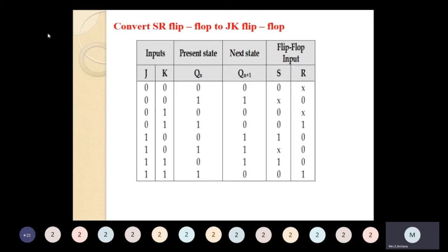This is a sample example of how to convert one flip-flop to another flip-flop. In our example here, we are converting SR to JK. So first we have to write the characteristic table of a JK flip-flop.